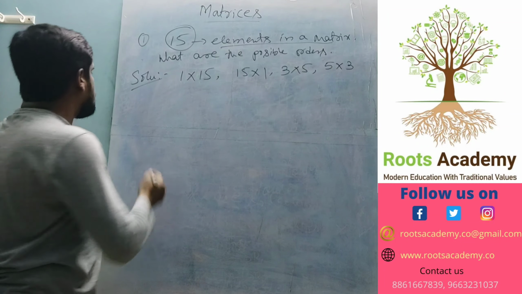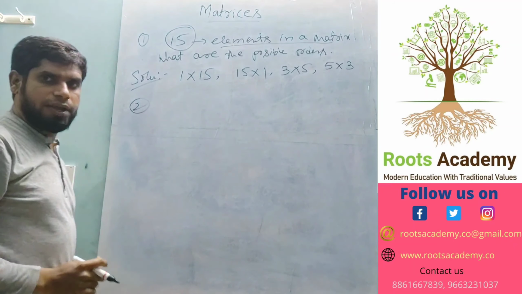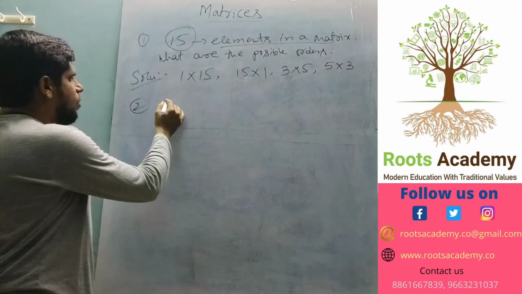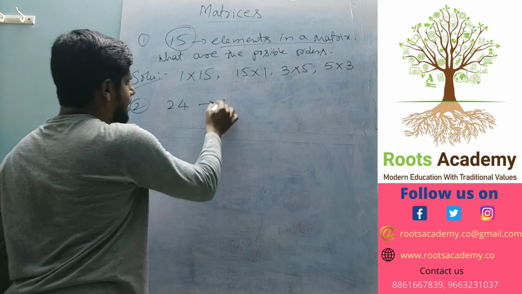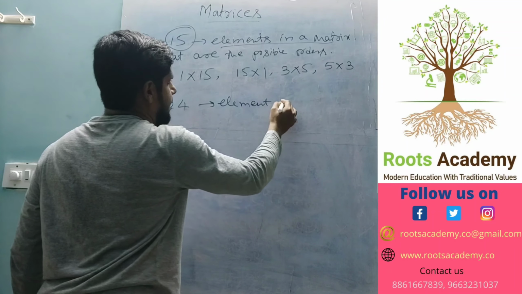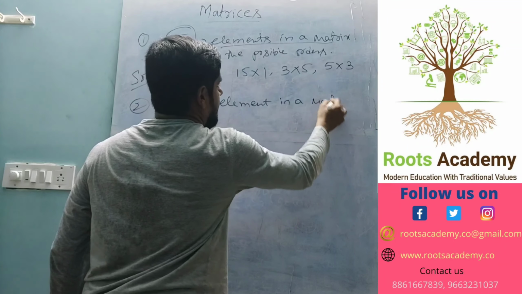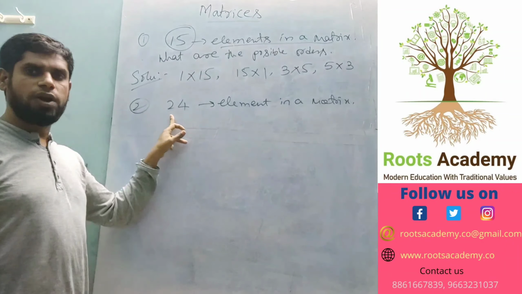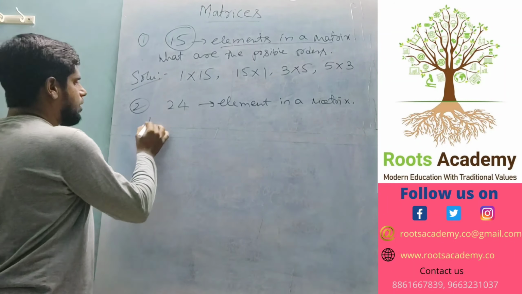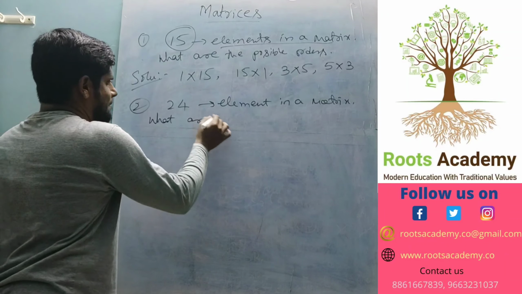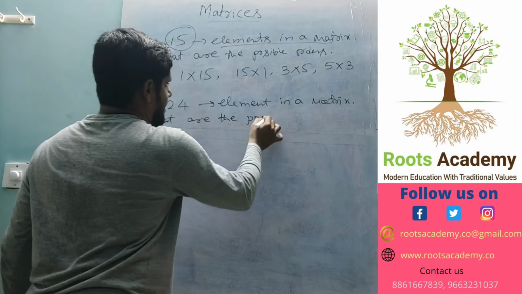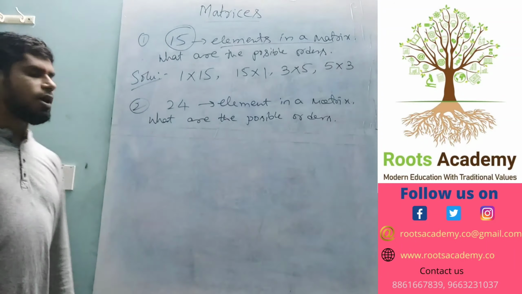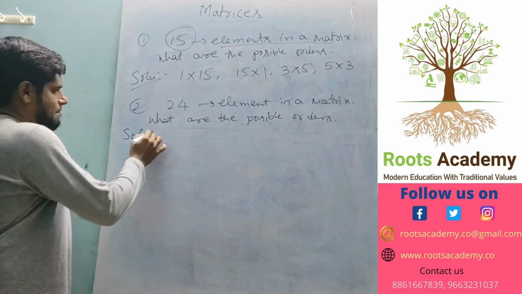Next, the another question: if I have a matrix of 24 elements in a matrix. That is, I have a matrix which is having 24 elements. Then what are the possible orders? What are the possible orders here? Solution.